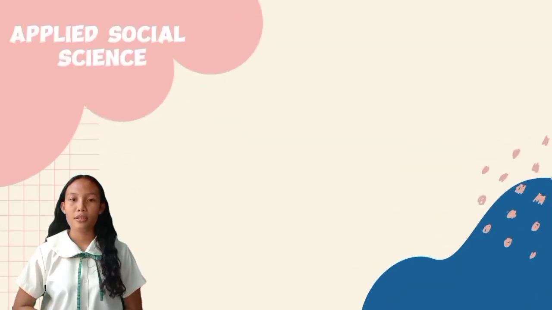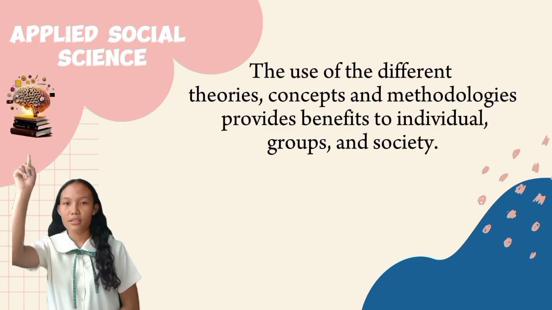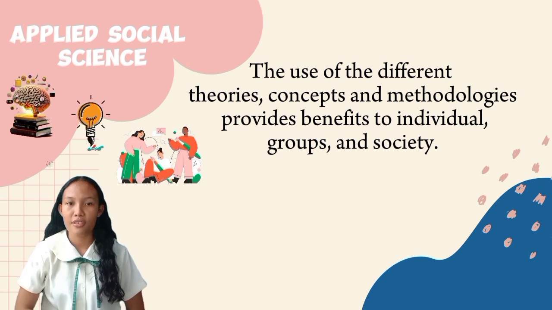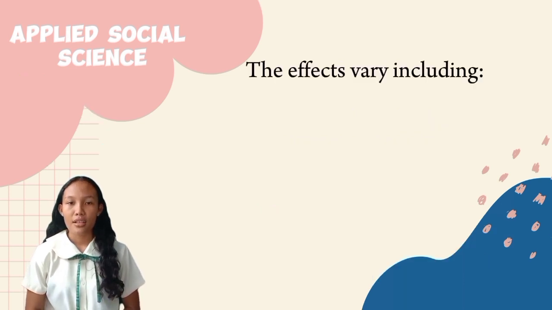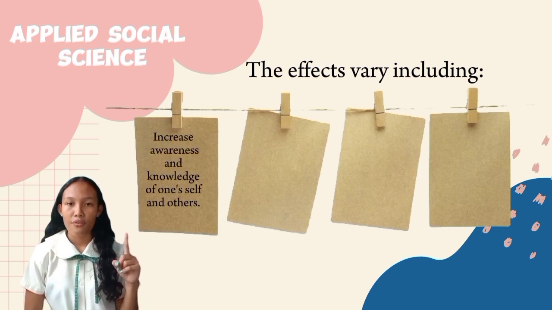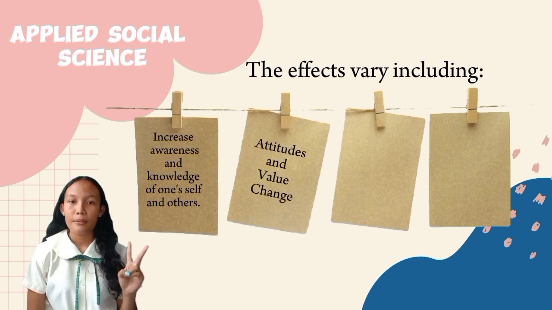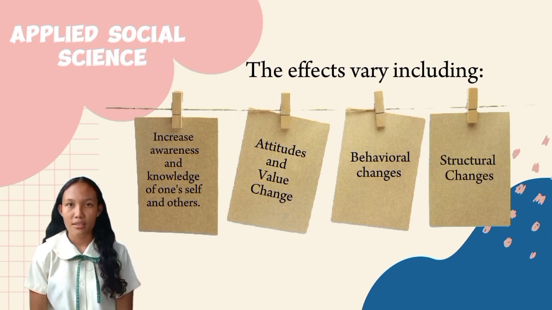The applied social sciences processes have different effects on various sectors of society. The use of the different theories, concepts, and methodologies from the social sciences provides benefits to individuals, groups, and the society. The effects of the applied social sciences vary, and first, they include increased awareness and knowledge of oneself and others. Second, attitudes and value change. Third, behavioral changes. And fourth, structural changes.